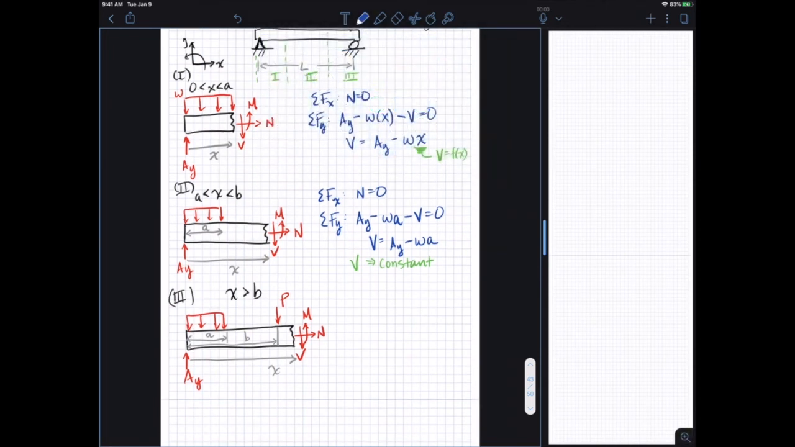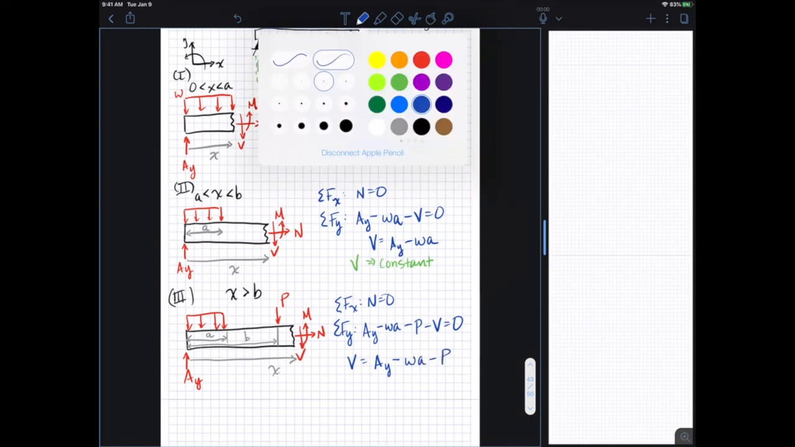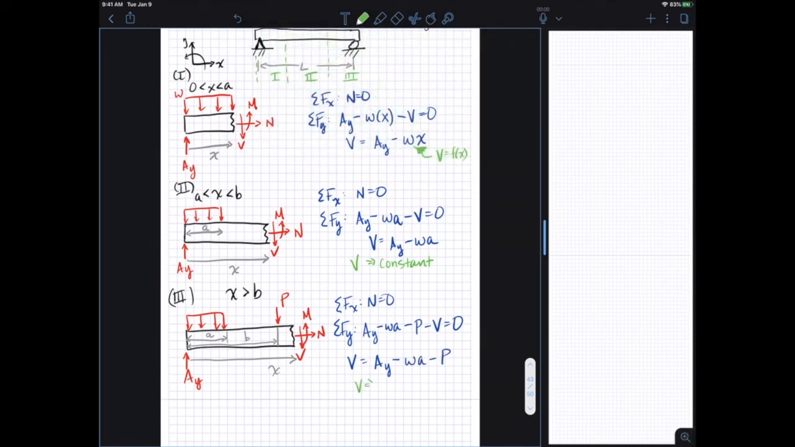And now again, just write out your equation. Sum of forces x, normal is 0. Sum of forces y: we have AY minus WA minus P minus V equals 0. And so now V again is just AY minus WA minus P. A constant, but not the same constant. Here, it's a different constant.